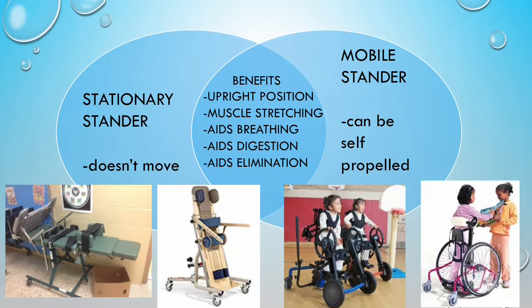Okay, let's make it a little more explicit, and we'll make it visual. There's different kinds of standers. There's stationary ones. There's mobile ones. There's some benefits. Stationary one doesn't move. The mobile one can be self-propelled. So now we've organized the information to help you understand what that vocabulary is. So now let's make it visual. That's what it looks like. So here's some samples. So now do you feel like you have a surface knowledge of what a stander is?